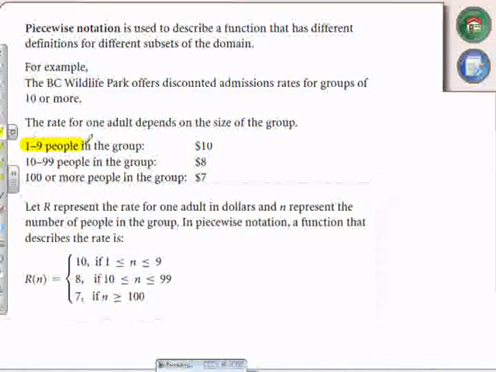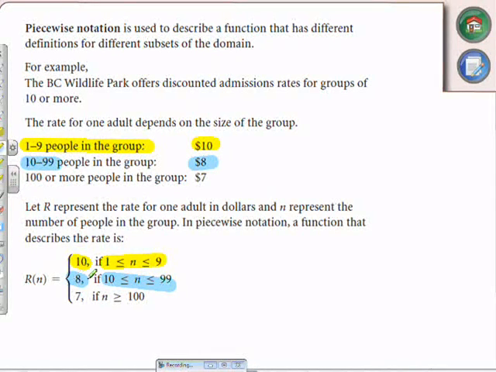Piecewise notation. Break it up into the three different parts. If we have between 1 to 9, meaning the number is between 1 to 9, then the value is going to be 10. That's the rate. If, however, we have 10 to 99, inclusive of those numbers, we have a value of 8. If we have 100 or more, n greater than or equal to 100, it's going to now be 7. We're going to do the exact same thing with absolute values. We're going to break it up into its portions.